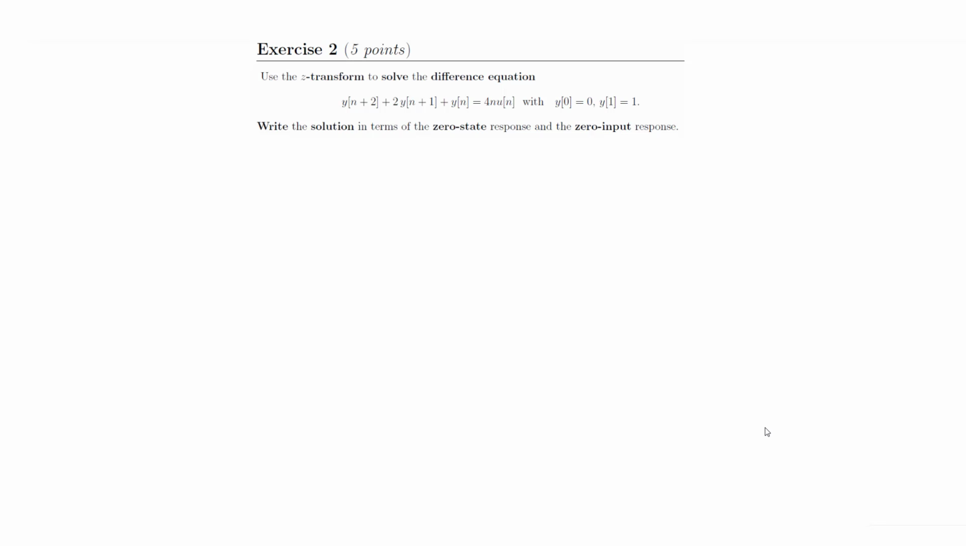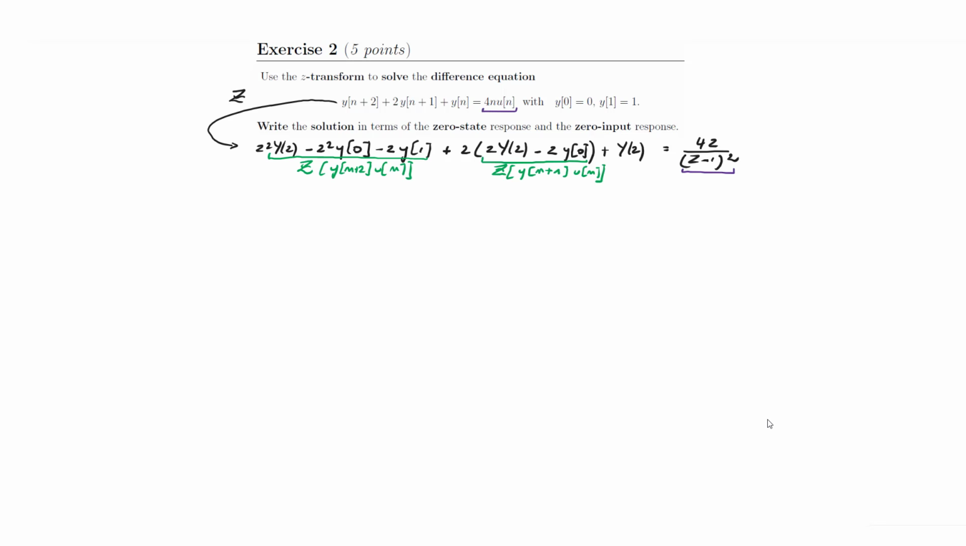You have to solve this difference equation using the z transform, and you have to write the solution in terms of the zero state response and the zero input response. If you are preparing an exam, try to do this by yourself and hit the pause button.